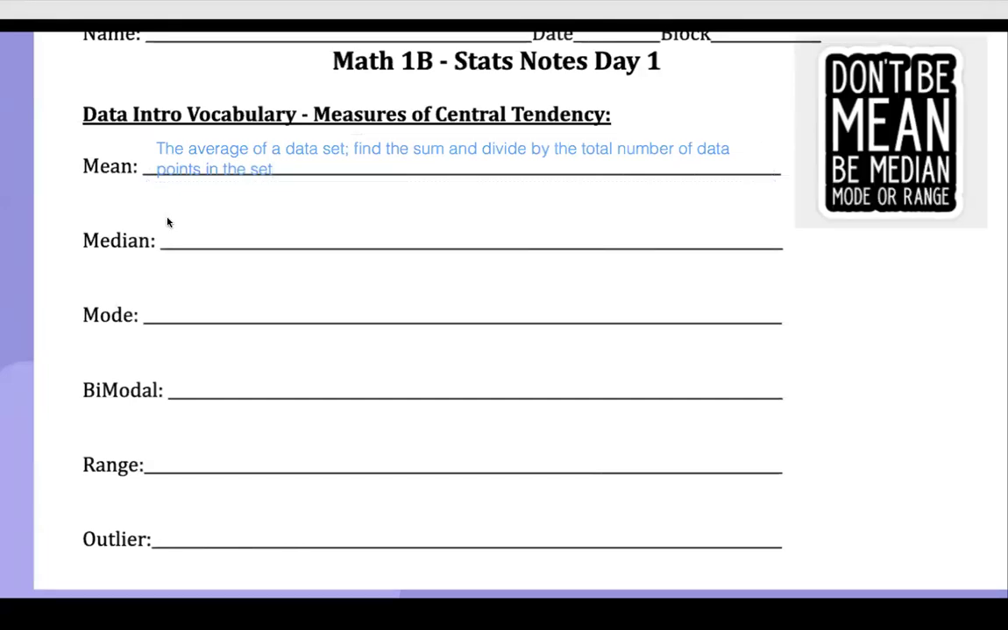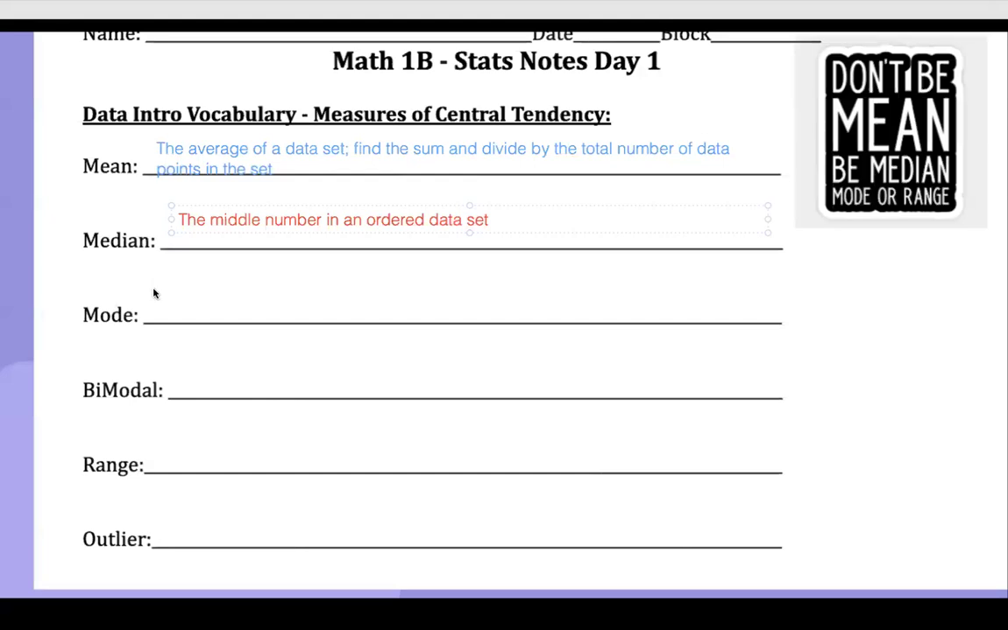Okay, next is the median. Now what we have to do with our data, and I'll show you this as well in a second, is we have to line them up in order. So the median is the middle number in an ordered data set. So what that means is we'll be listing them in order from lowest to highest, and then we find what the exact middle number is. So I'll show you how to do that also in a minute.